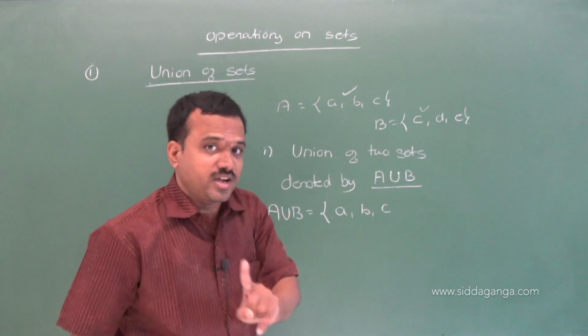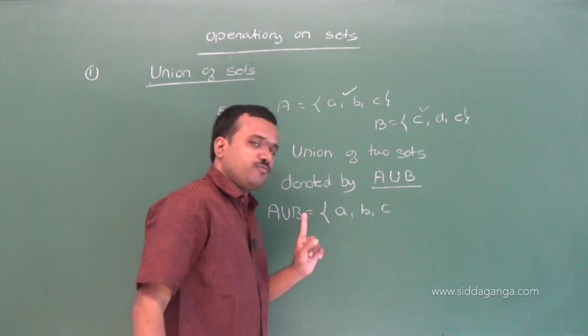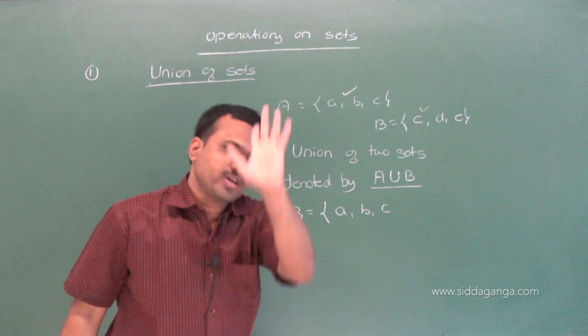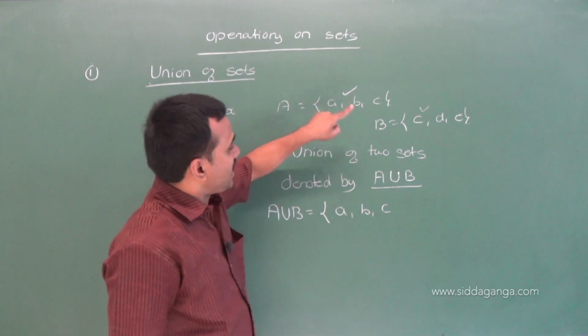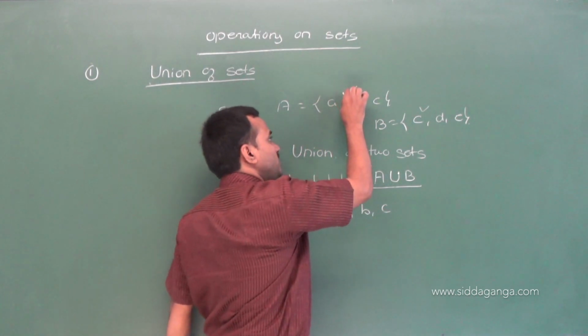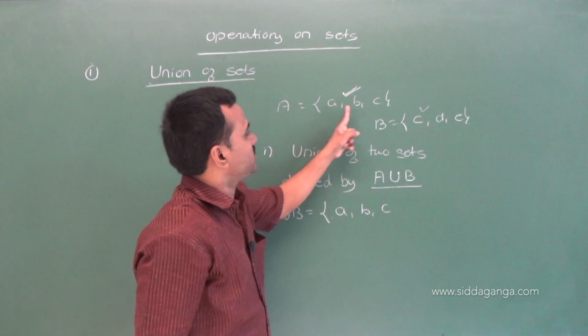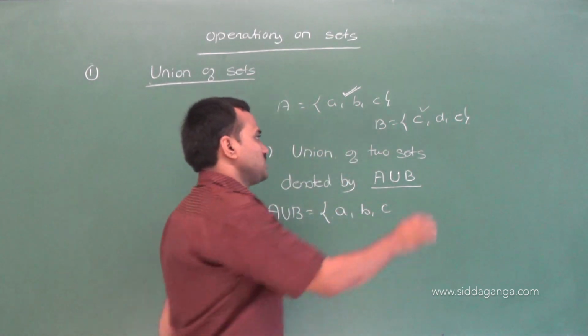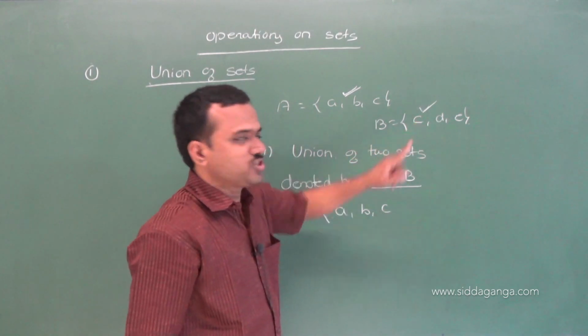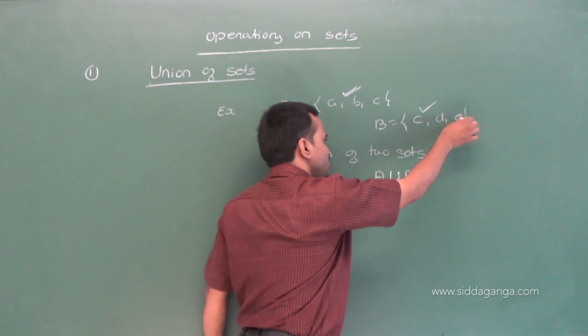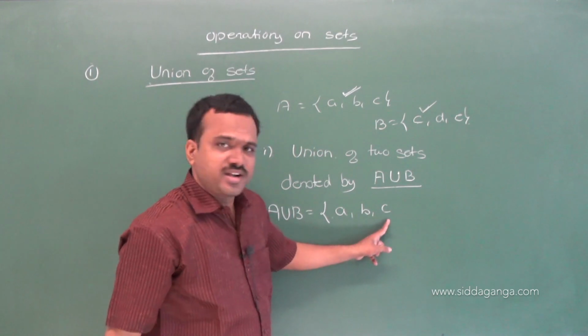Union, once again I say that it is very important. Union of two sets is also a set. It contains the elements which are present in A. What are those elements? A, B, C. As well as the elements which are present in B. The elements which are present in what? C, D, E. So, you already write C.